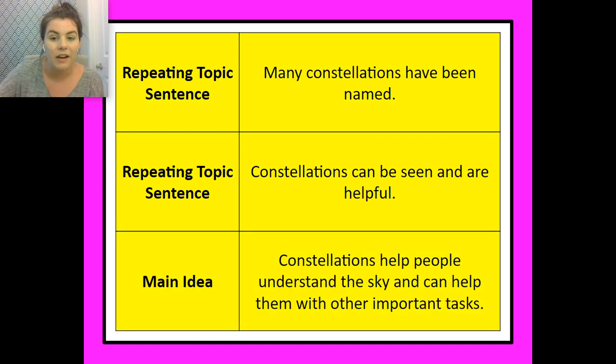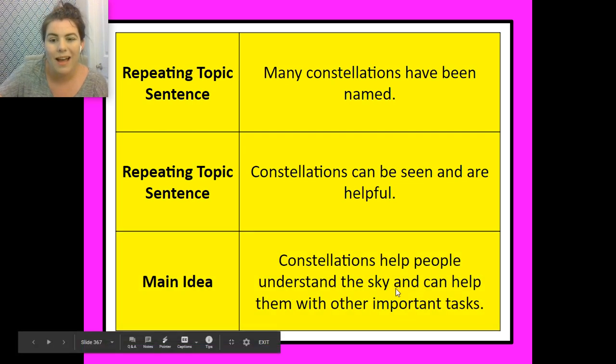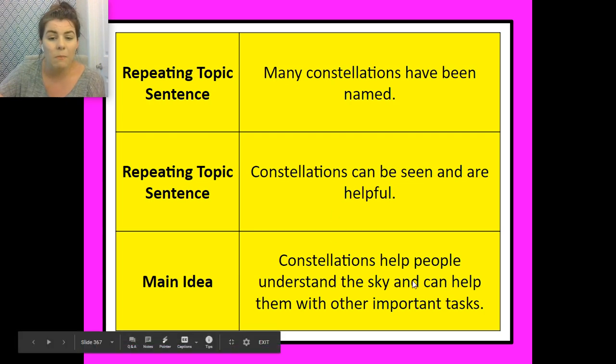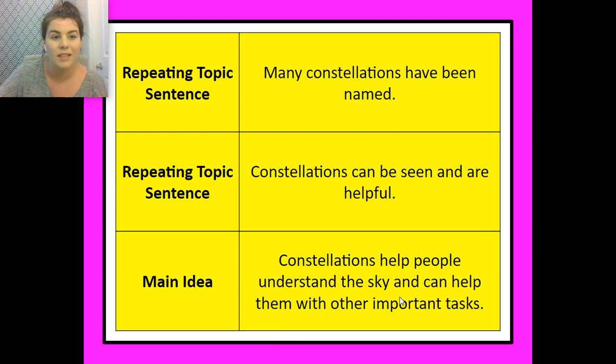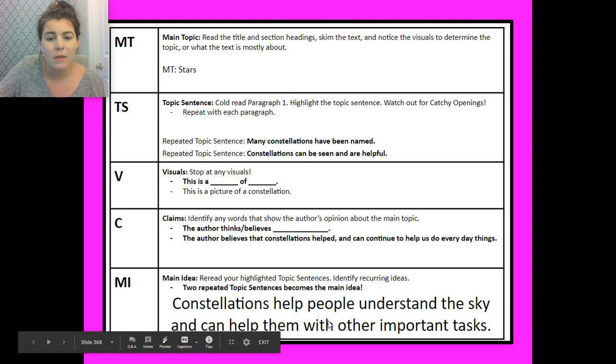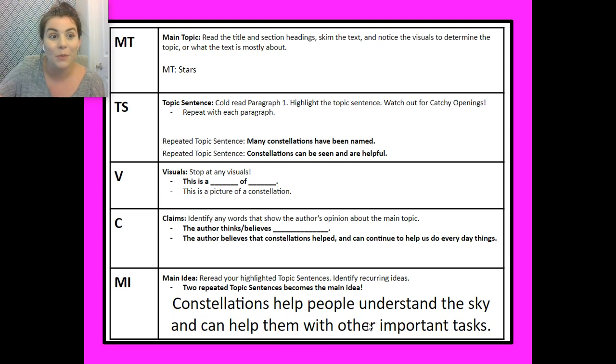I said that the main idea here was that constellations help people understand the sky and can help them with other important tasks. So this idea that constellations have been named, that was really helping them understand the sky. They used the naming to help understand their legends and why the world was working the way that it was working. And it was also helping them with other important tasks like planting their crops or knowing what month it was. Good job. So now I'm going to go back into my graphic organizer and make sure that I have written my main idea inside my graphic organizer. Good work.